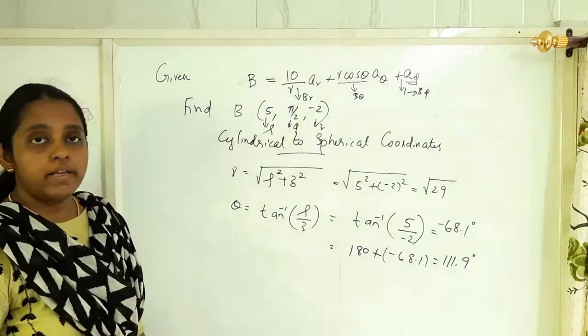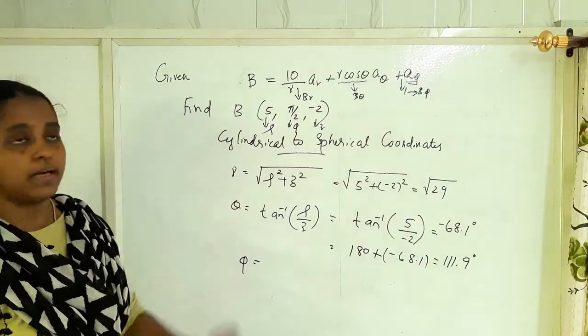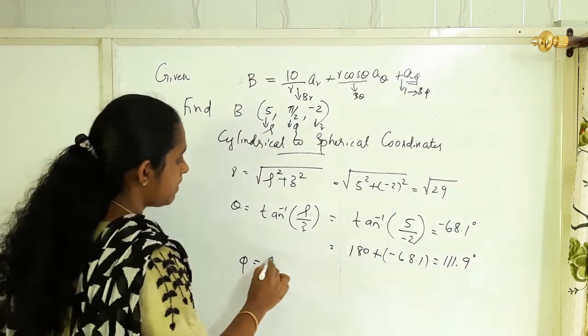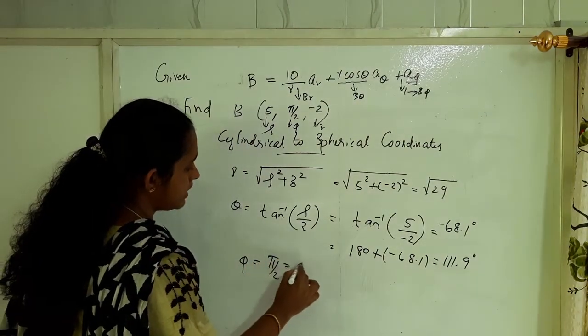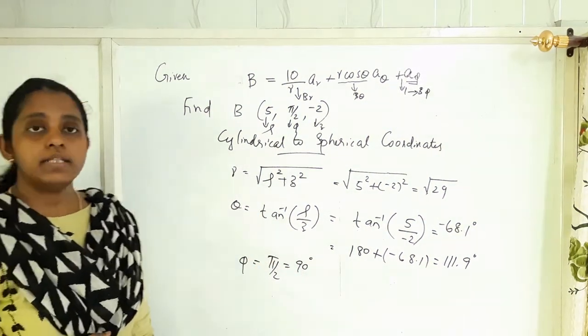Phi will be the same as in the cylindrical system. Phi is given in the cylindrical system as pi by 2, which we know is 90 degrees. So we got the spherical coordinates.